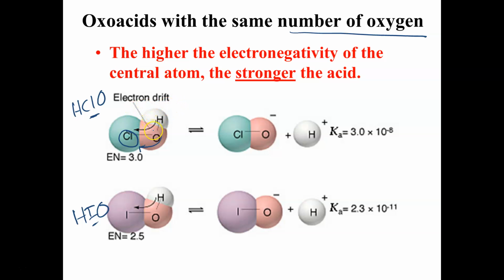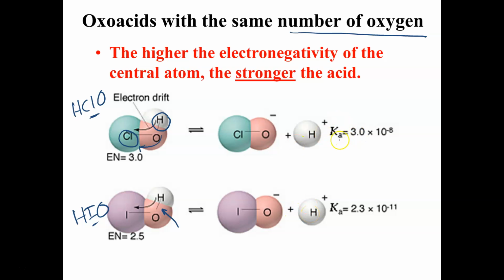If the electron drift is occurring towards chlorine more so here, it allows this hydrogen to dissociate and break off and be donated easier. Iodine doesn't have as high of electronegativity. It's not causing as much electron drift. So the H is bonded to that oxygen with a little bit stronger bond here. So you can see that they both have that hydrogen dissociate.